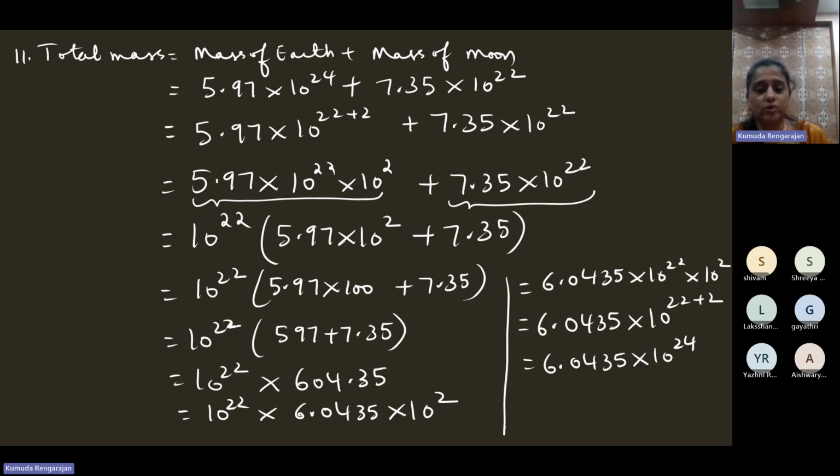So now what you have to do is simplify this bracket. You should make it one number. That's what we have done. So 5.97 into 10 square means into 100. And that means 597 plus 7.35, which is 604.35.